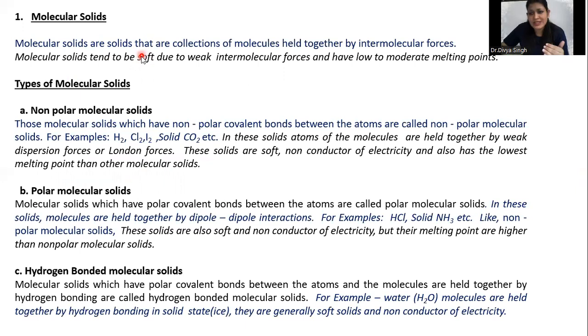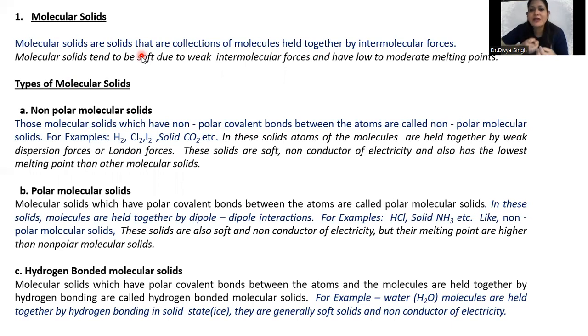Such crystalline solids, which have a collection of n number of molecules held together by intermolecular forces, are called molecular solids. Means there is an interaction of molecules within that solid, which led to the formation of the molecular solid. And obviously, these molecular solids are soft.